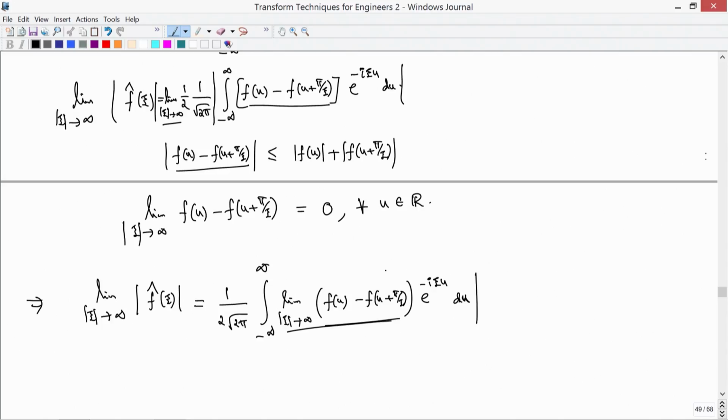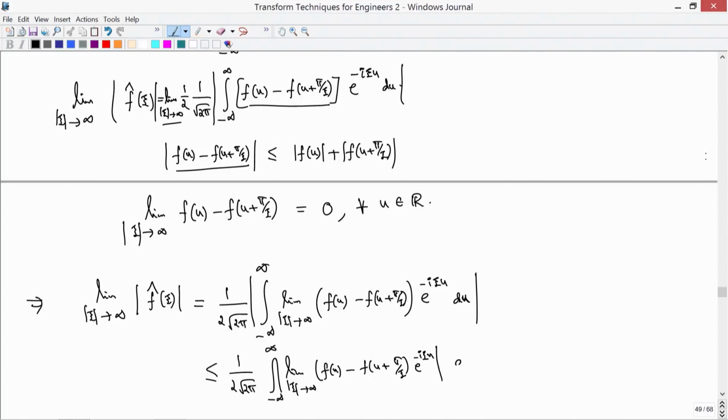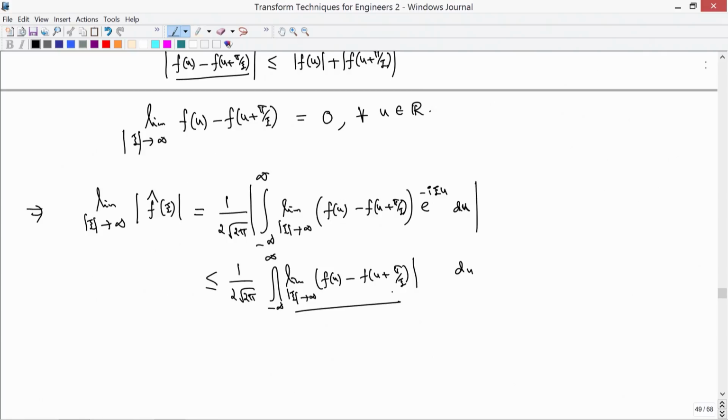Once you have the modulus, take this modulus inside. What you get is 1 by 2 root 2 pi, integral from minus infinity to infinity, of the limit as mod xi goes to infinity, with the modulus put inside, of f of u minus f of u plus pi by xi, times the modulus of e power minus i xi u, du. Because of this modulus, the modulus of the exponential is 1. So you have 1 modulus here, and this quantity is actually 0 for every u.